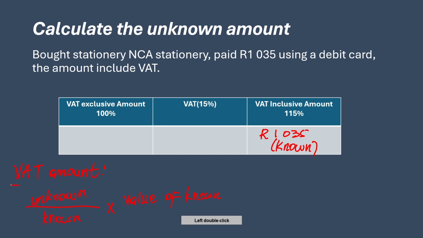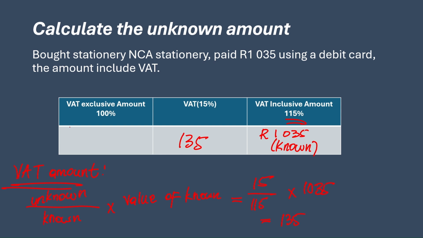So now, if we are asked to find the VAT amount, obviously the unknown would be that VAT amount, right? So in the formula, the unknown would be the percentage, which is 15. Then obviously the known would be what? The VAT inclusive, which is 115, right? Then you multiply it by the known amount, which is 1,035, and that should give us 135. And that 135 is the VAT value.